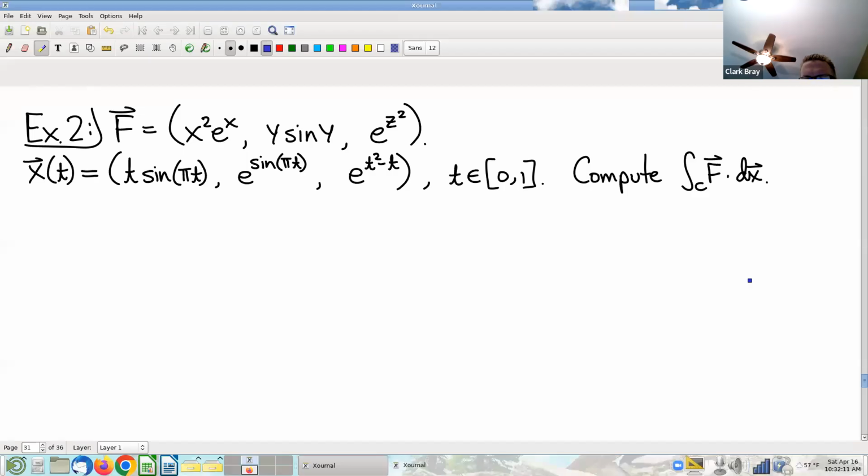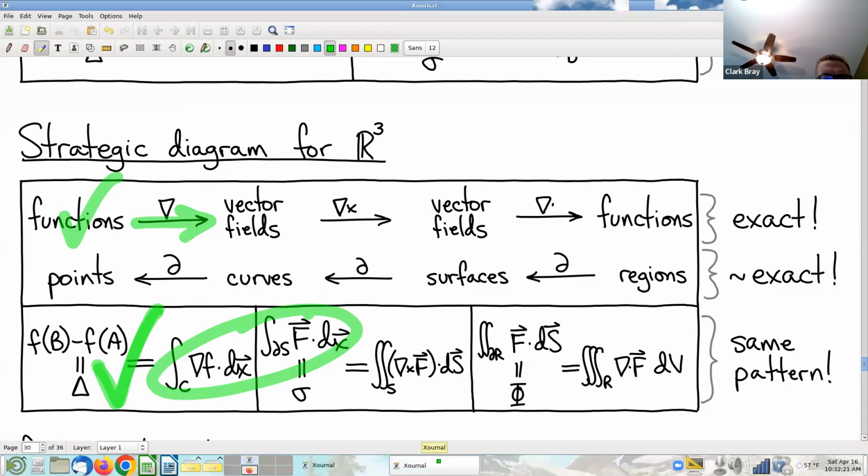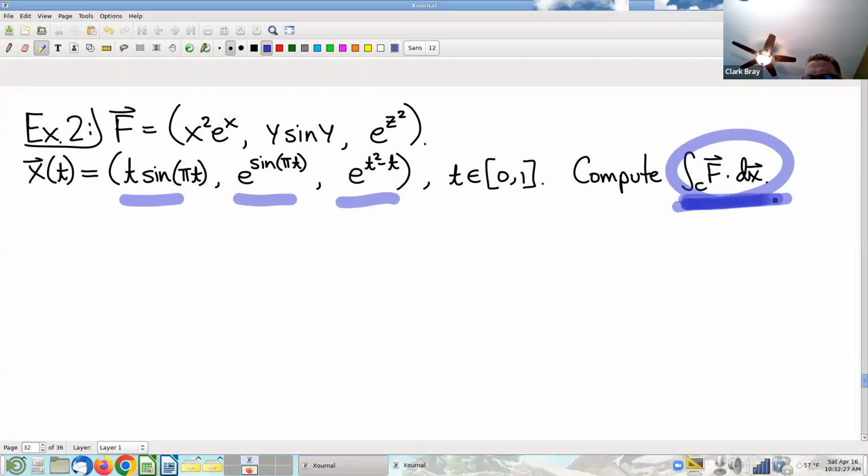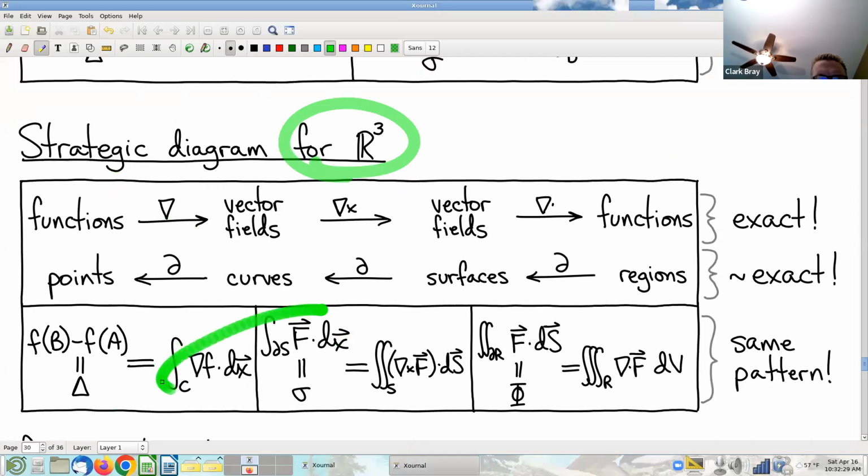Now here's a not terribly different looking question. We're computing a line integral. We're clearly in 3 dimensions. Let's make sure we're in the right place. Okay, here we go, 3 dimensions. Let's clear the board. We're asked to compute a line integral.